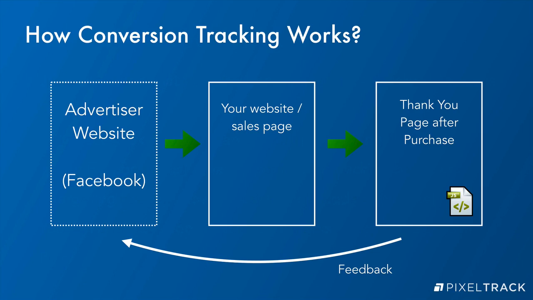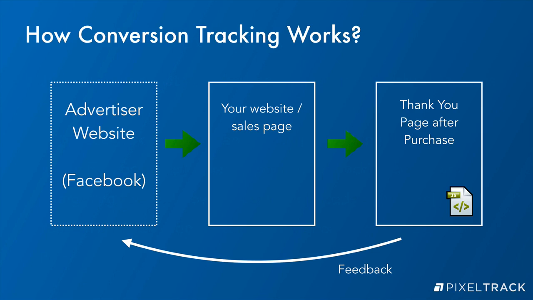So let's say 100 clicks come to your website, and out of those 100 clicks, some 20 clicks convert into actual purchases or into leads. This data will be passed back to the advertiser platform, in this case Facebook, and Facebook will show us that 20 people have converted from the campaign that you have created.